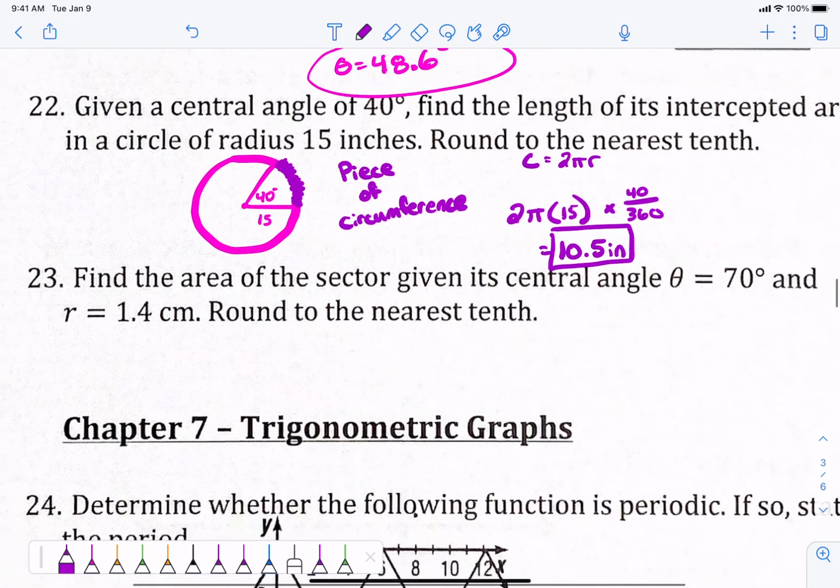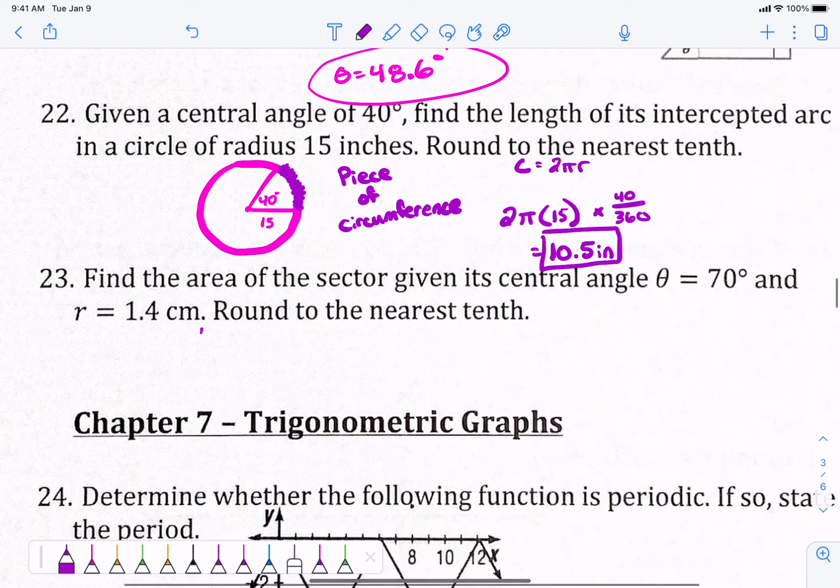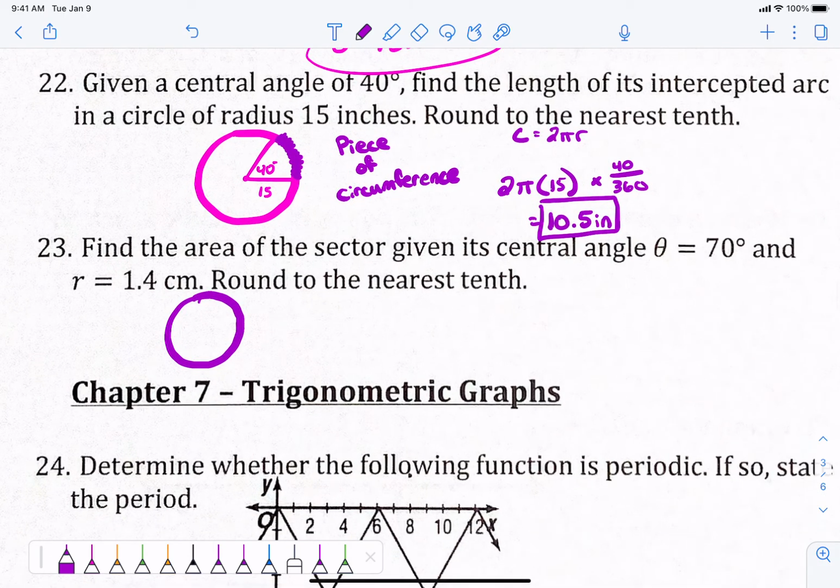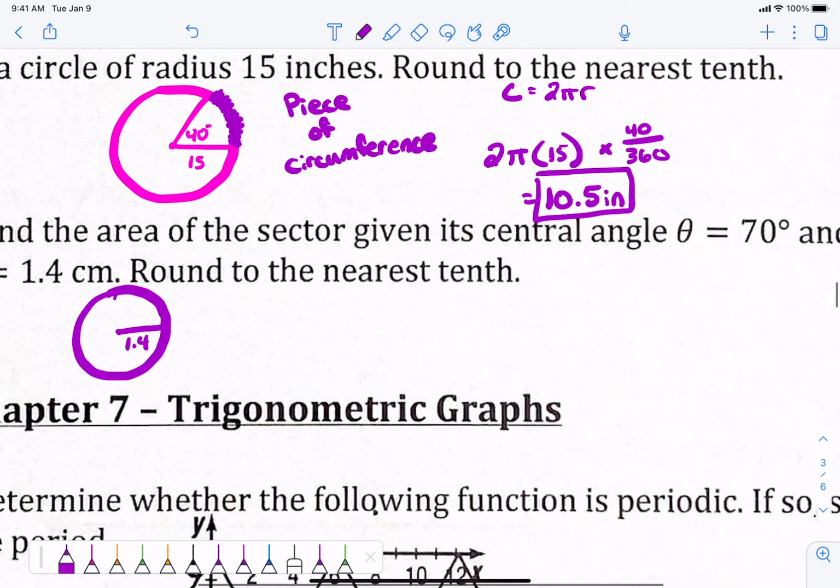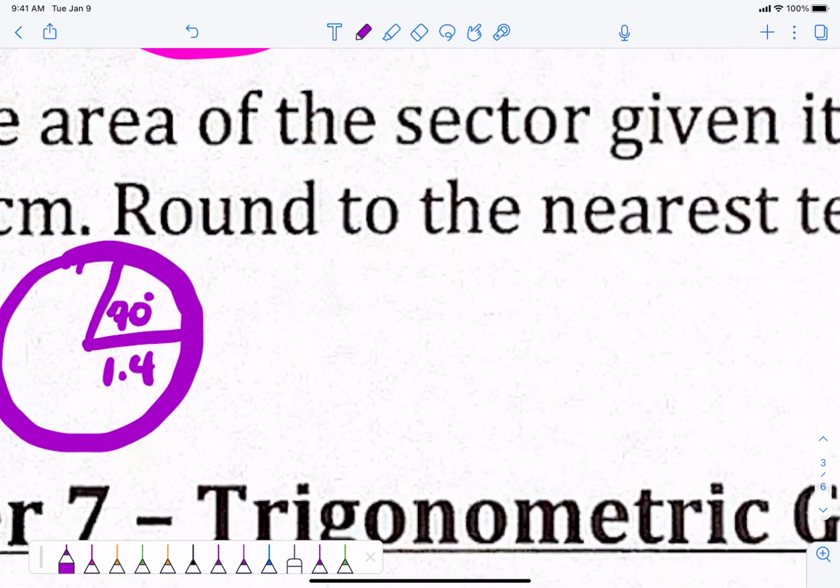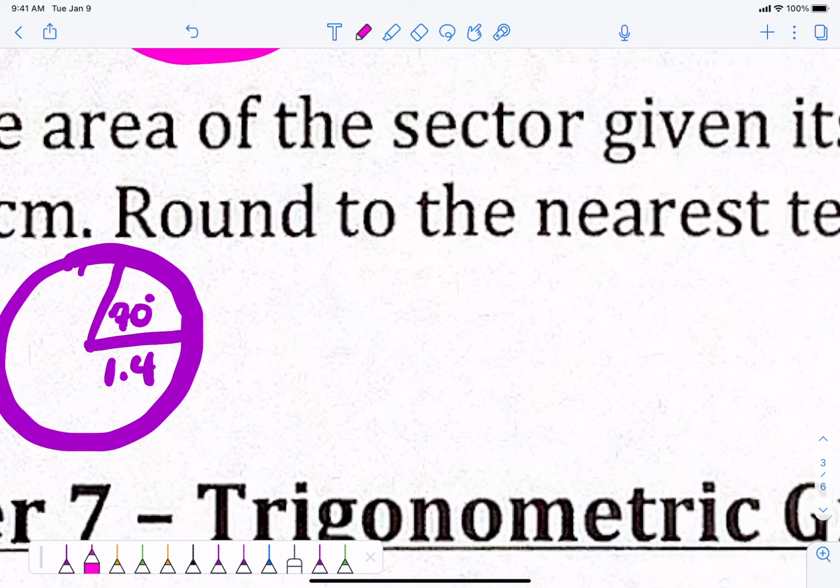Not too bad. All right, now 23 is exactly the same as what I just said, except we're finding the area of that slice. Right? The radius is 1.4. So we have a really small radius this time, and we're doing a 70-degree angle. So I'm going to make him a little bit bigger, 70 degrees. And I want the area of that slice.